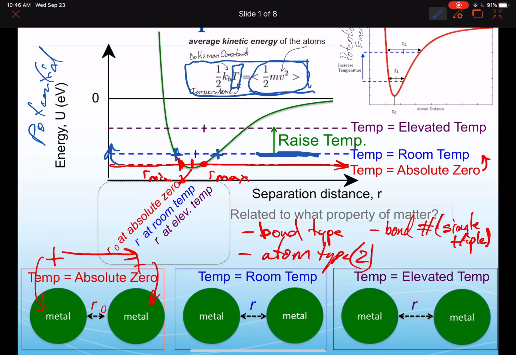So if we go from absolute zero to room temperature, we now consider two new intersection points. And you can see here that the midpoint of those is now shifted to longer separation distance, represented here by the blue hash mark. And then if we raise the temperature even further from room temperature to an even more elevated temperature condition, we'd expect that average bond length to extend further. And so those new intersection points are going to have a midpoint that's further to the right.